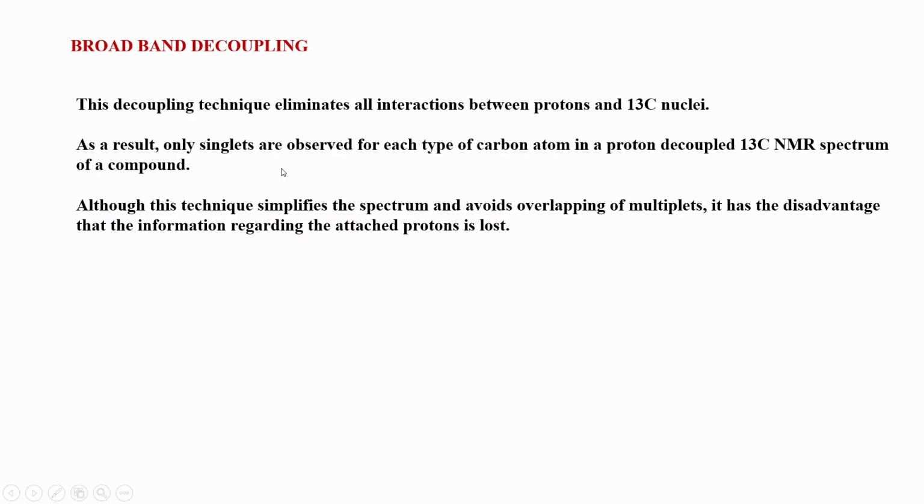Okay, this decoupling technique eliminates all the interaction between the protons and carbon nuclei. As a result, only singlets are observed for each type of carbon atom in a proton decoupled carbon-13 NMR spectrum of a compound. Okay, although this technique simplifies the spectrum and avoids overlapping of multiplets, it has the disadvantage that the information regarding the attached protons is lost. That is why we cannot ascertain how many protons or how many hydrogen atoms are directly attached to the carbon atom.